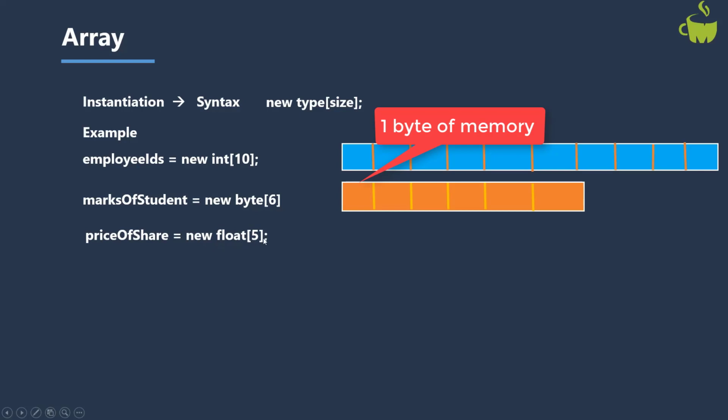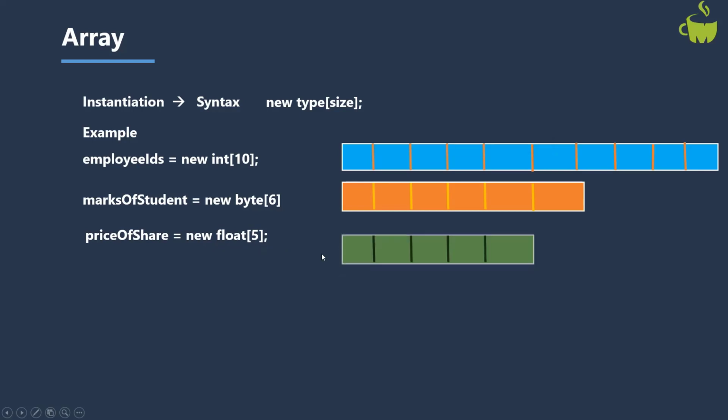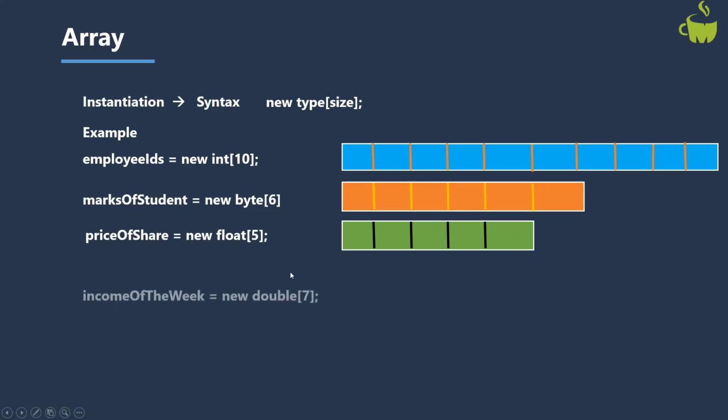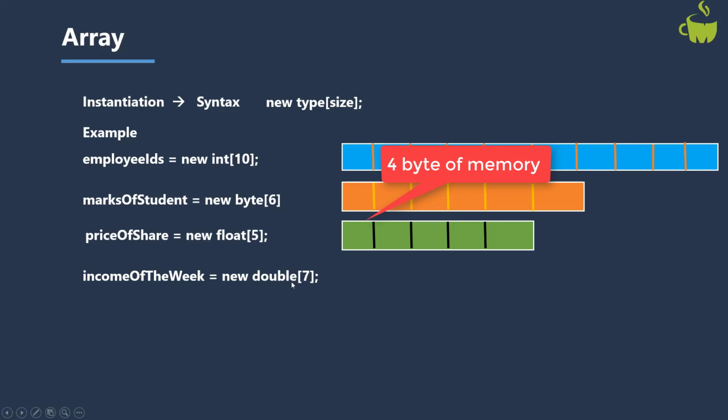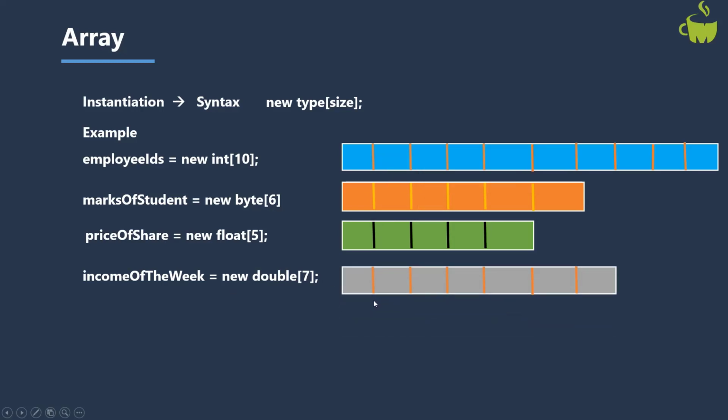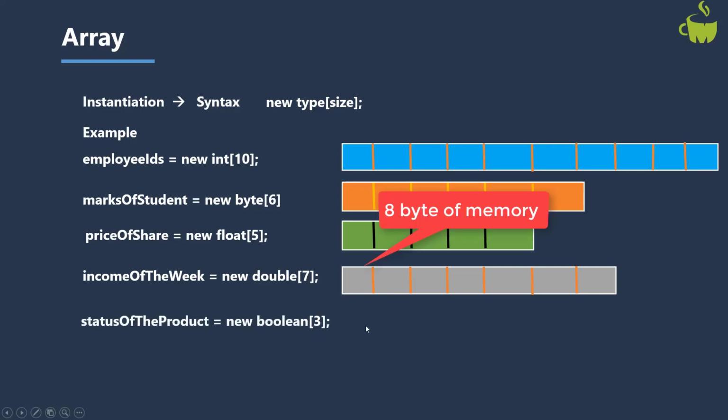So similarly, price of share is equal to new float of 5. So here a 5 element array will be created, where each element will be a float, which occupies 4 bytes of memory. So similarly, income of the week, new double 7. So an array of 7 double elements will be created. Each one will occupy 8 bytes of memory.